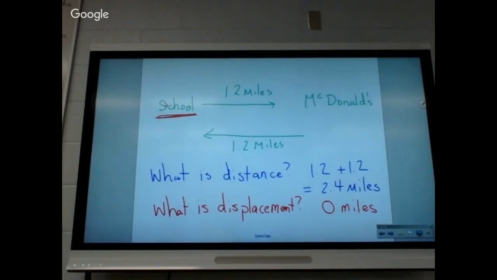Now, so when you get up in the morning and come to school, you go about your day, you go home in the afternoon, back to your house, your displacement is 0. Okay? If you don't go back to that same place, your displacement is not 0. So let's talk about a different example.